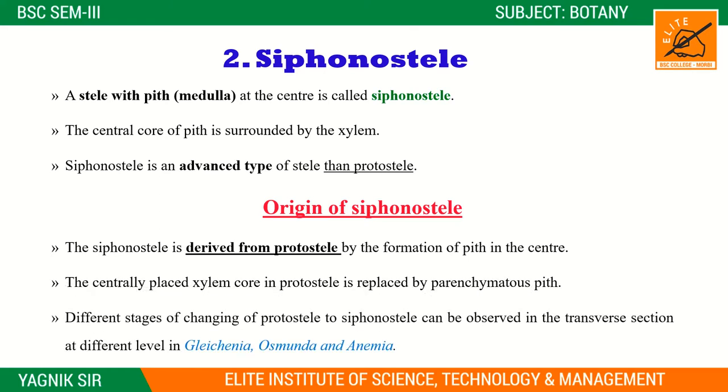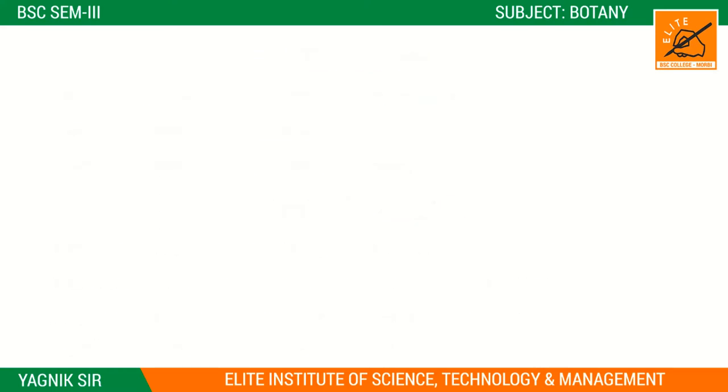So different stages of the changing of the protostele to siphonostele can be observed in the transverse section at different levels, right? In some, like the species Gleichenia, Osmunda and Anemia, right? So first time this type of stele is observed in these plants, and all these plants are included in the Pteridophytes, right?